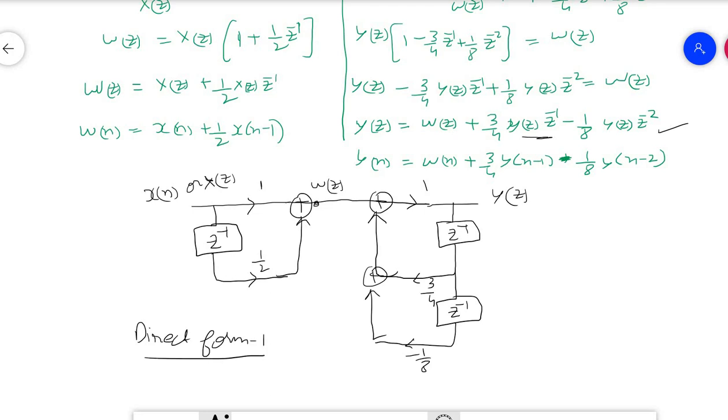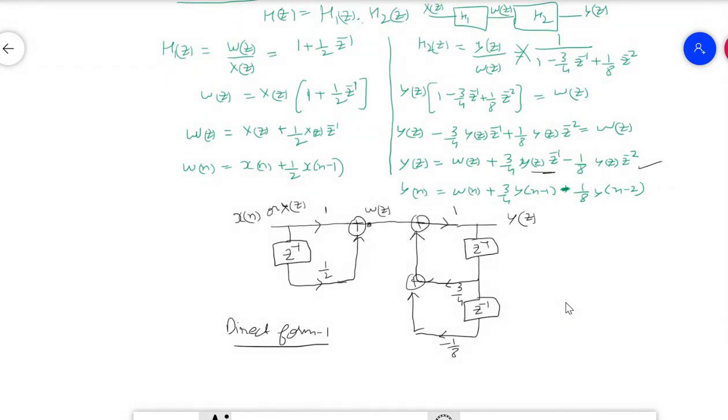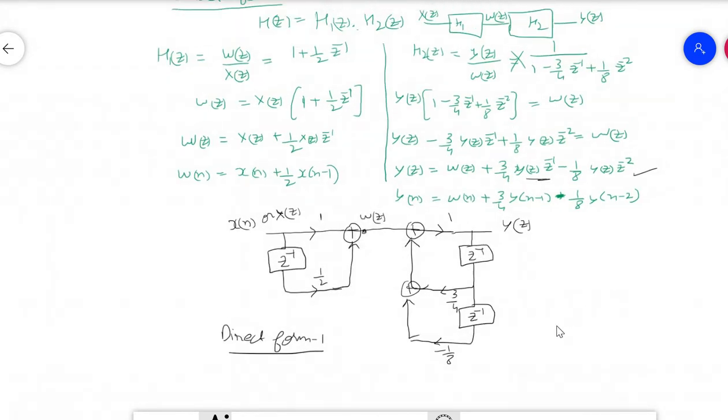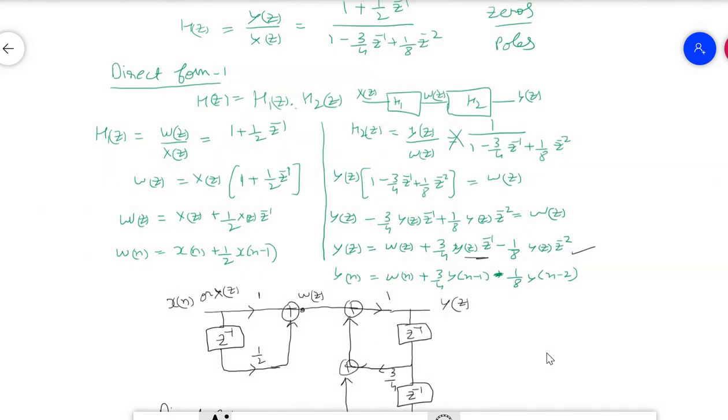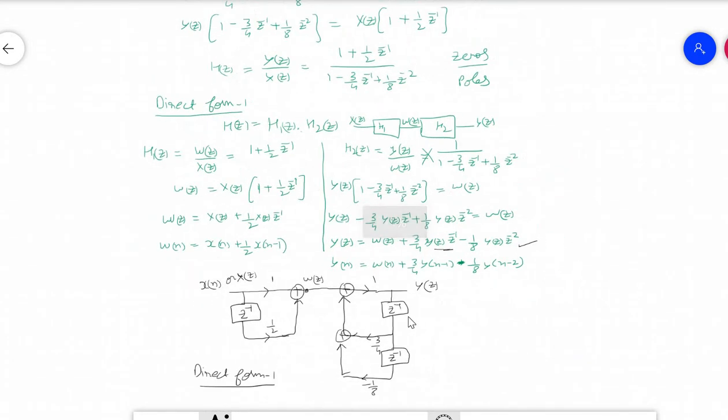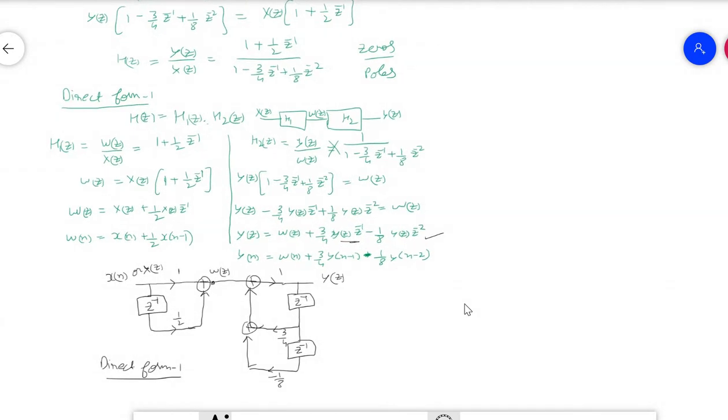And in short, this is how to realize this network from the transfer function. See this, this is my transfer function. This is my numerator, or we can say the forward part. So it is forward. 1 plus 1 by 2 z inverse: 1 is in this position, and 1 by 2 z minus 1.